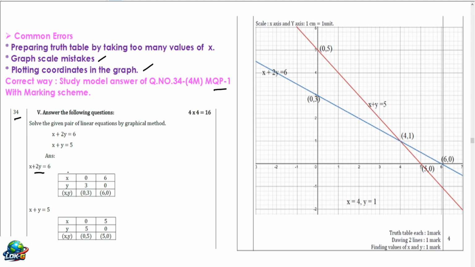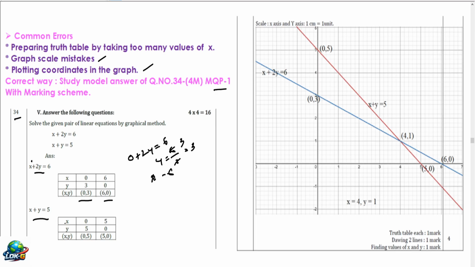See, you have to take only 2 values. Once you take x is equal to 0, another time you take y is equal to 0. That's all. If you put x is equal to 0 here, you will get 2y is equal to 6, then y will be automatically equal to 6 upon 2. 2 1s are 2, 3 2s are 6, I will get 3. Therefore, when x is equal to 0, y is equal to 3. When y is equal to 0, x becomes equal to 6. Therefore, 2 points are (0, 3), (6, 0).